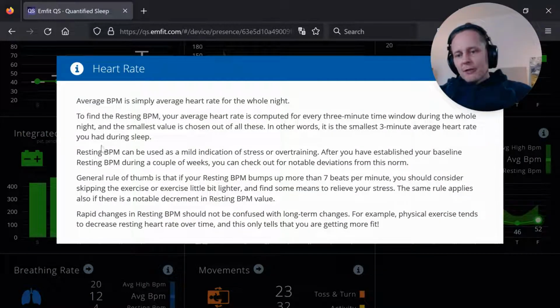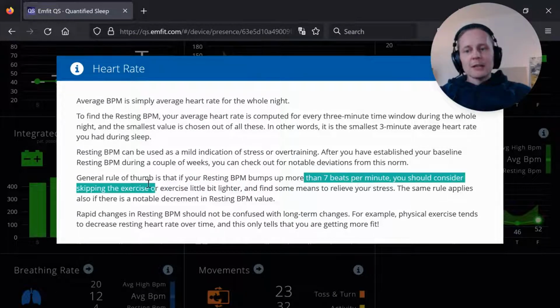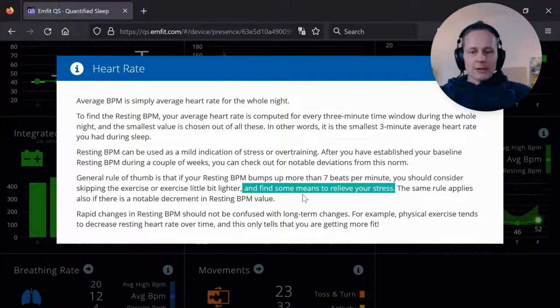And here you can find more information on this. The general rule of thumb is that if your resting heart rate goes up more than 7 beats per minute, you could consider skipping exercise or exercising lighter. And if it's not from exercise, you could try to find some means to relieve your stress.